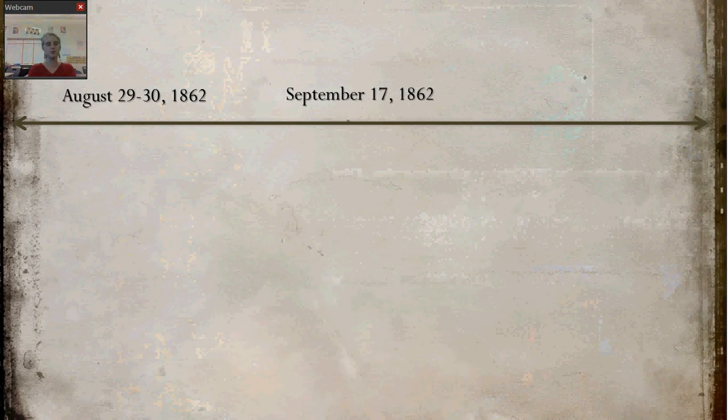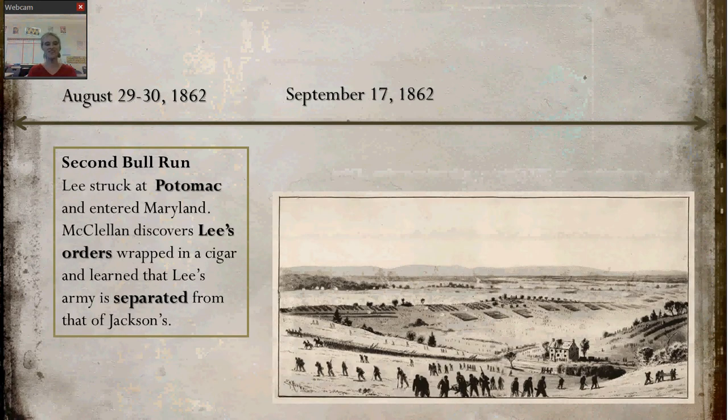So moving right along, August 29th to 30th of 1862, we fight the Second Battle of Bull Run. Lee strikes at the Potomac River in order to try and enter Maryland. McClellan, however, discovered Lee's orders wrapped around a cigar. So basically the orders that he had been sending out, they tried to hide by wrapping them around a cigar, and he learned that Lee's army is temporarily separated from Jackson's army, which makes them much weaker, okay?